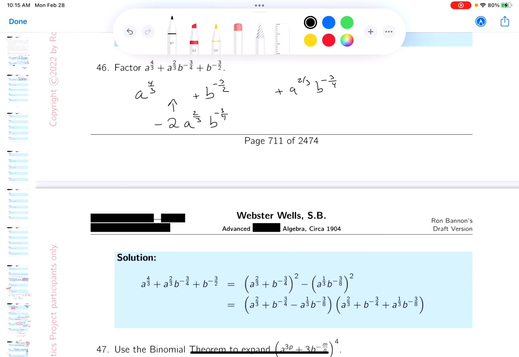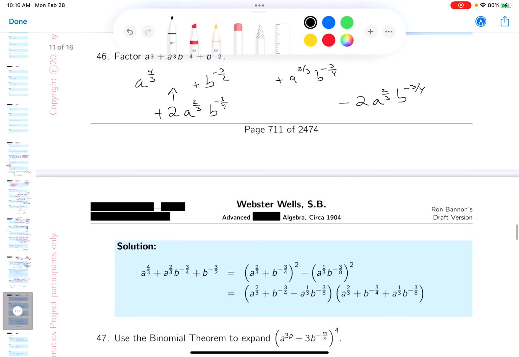Well, you know what? I'm going to put a plus sign here. That way I'm going to do it over here as minus. You may wonder, I want the difference of perfect squares now. Well, lo and behold, I see something over here. I'm going to circle it for you. What do I see over here? It's a perfect square. A to the 2/3 plus b to the minus 3/4 squared.